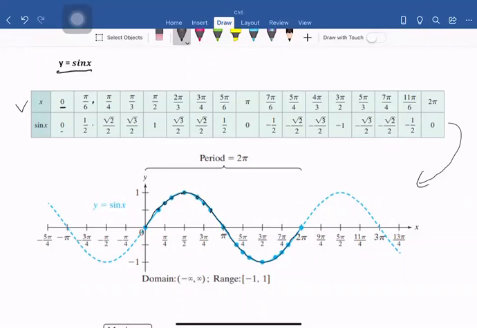So this shape is sine x, and because the period of sine x is 2 pi, from 0 to 2 pi for the x value, it has this kind of shape. After 2 pi, this pattern starts again. That means it goes up, goes down, goes down, goes up, and the pattern before this is still the same like that.